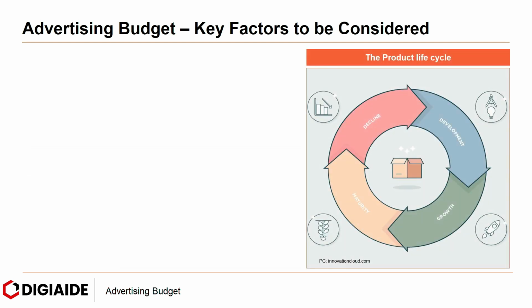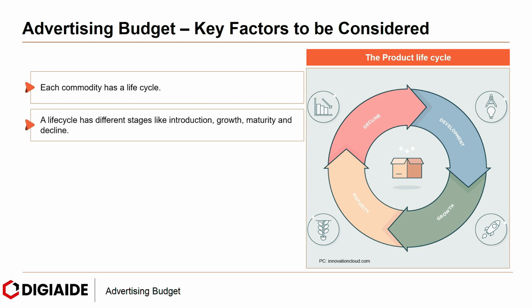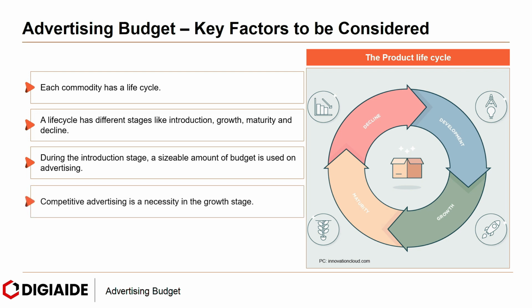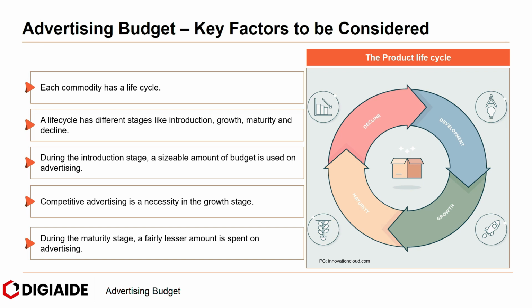Next, the product life cycle. Each commodity has a life cycle. A life cycle has different stages like introduction, growth, maturity, and decline. During the introduction stage, a sizable amount of budget is used in advertising. Competitive advertising is a necessity in the growth stage. During the maturity, a fairly lesser amount is spent on advertising.